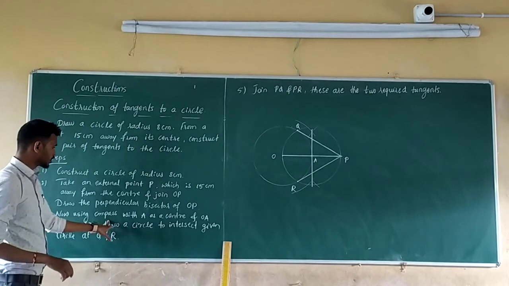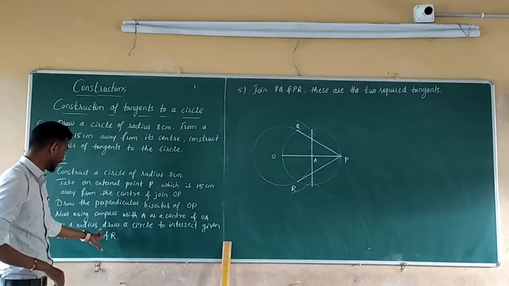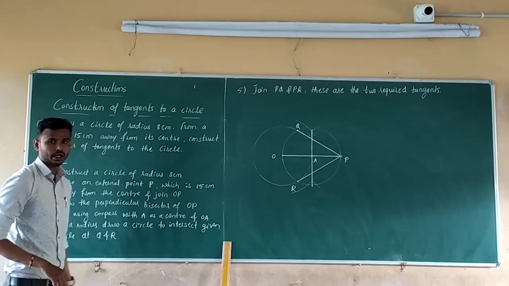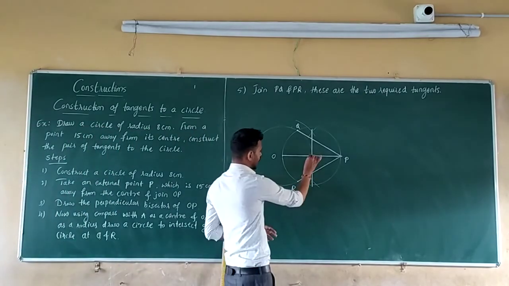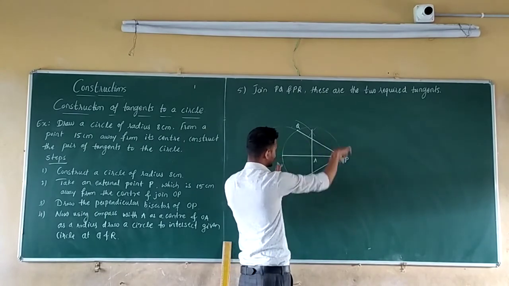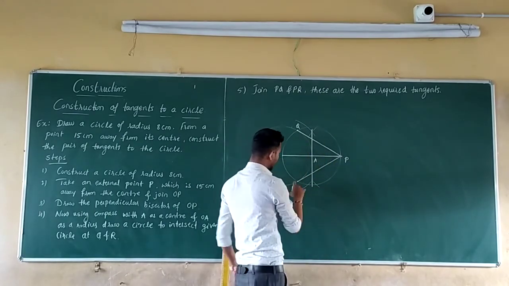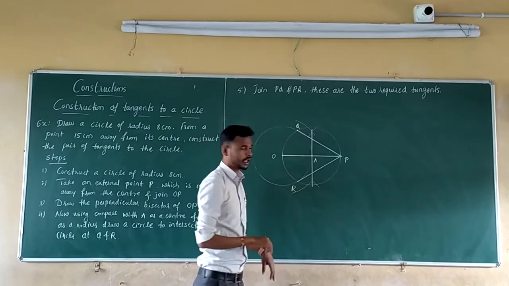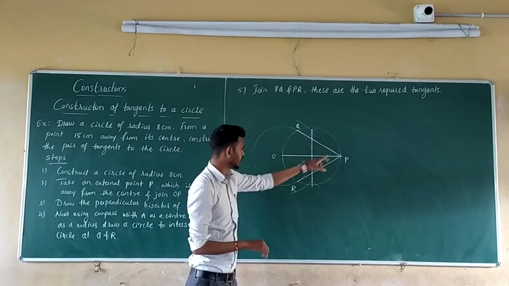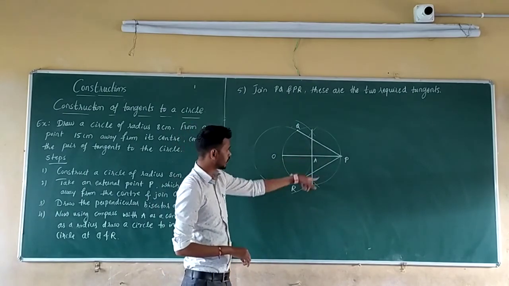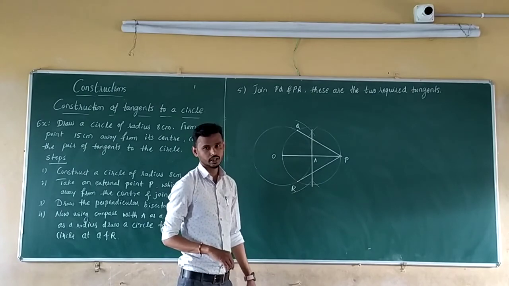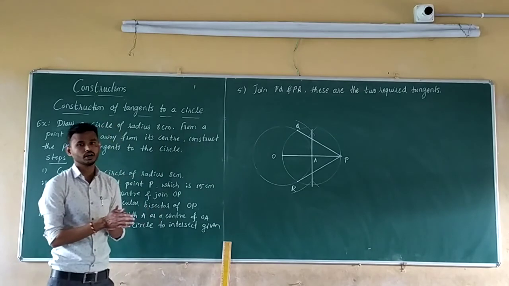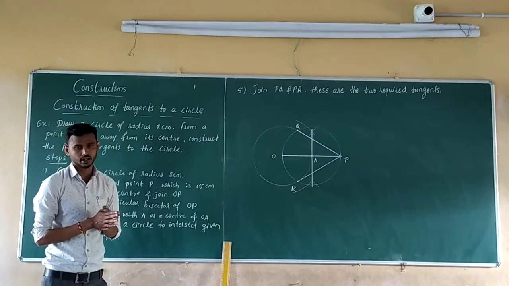Next, fourth step. Now using compass with A as a center and OA as a radius, draw a circle to intersect the given circle at Q and R. Then join PQ and PR. So these are the two required tangents. So this is how you need to construct tangents to a circle.